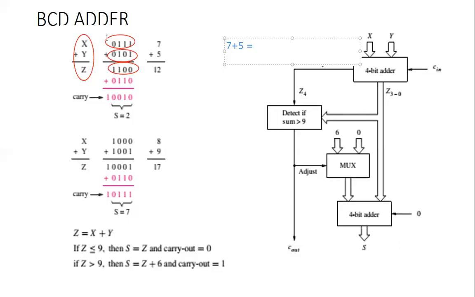So let me repeat it. X is 7, Y is 5 in hexadecimal. 7 plus 5 is C, which is equivalent to 12 in decimal. It is greater than 9. Now if the sum is greater than 9, you have to add a correction of 6. 12 in binary will be equal to 1100. Now 6 in binary will be equal to 0110.